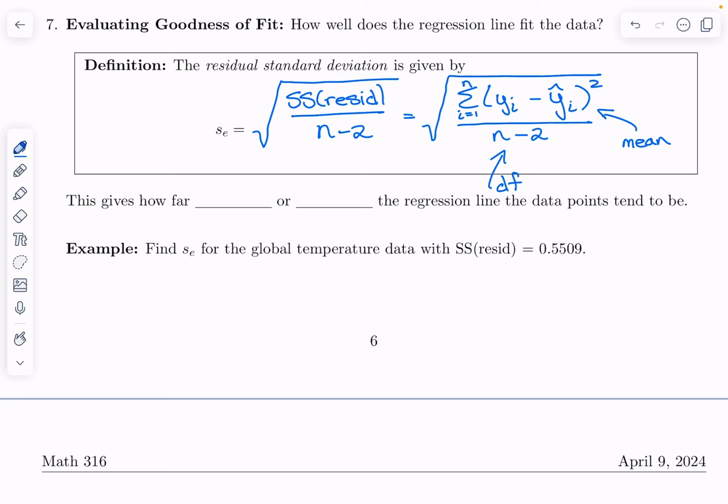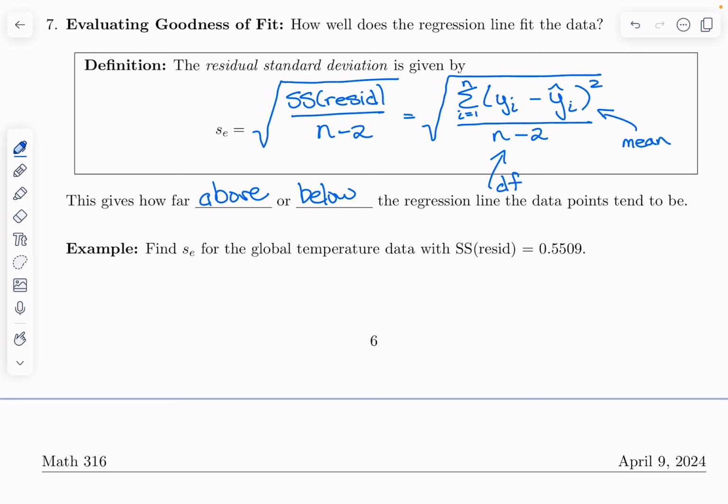Now, the residual standard deviation gives us a sense of how far above or below the regression line the data points tend to be. Okay, so let's start with a calculation. Let's find the residual standard deviation for the global temperature data.